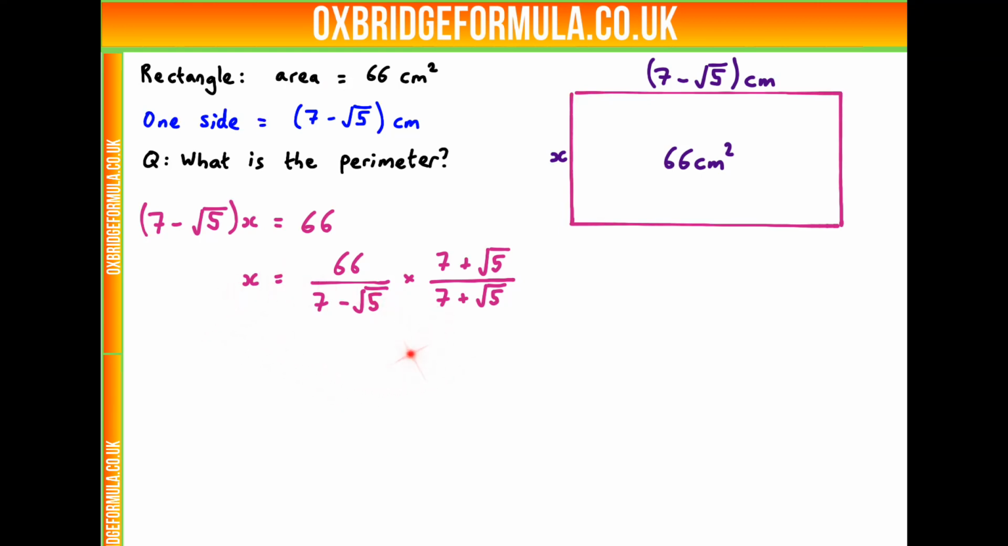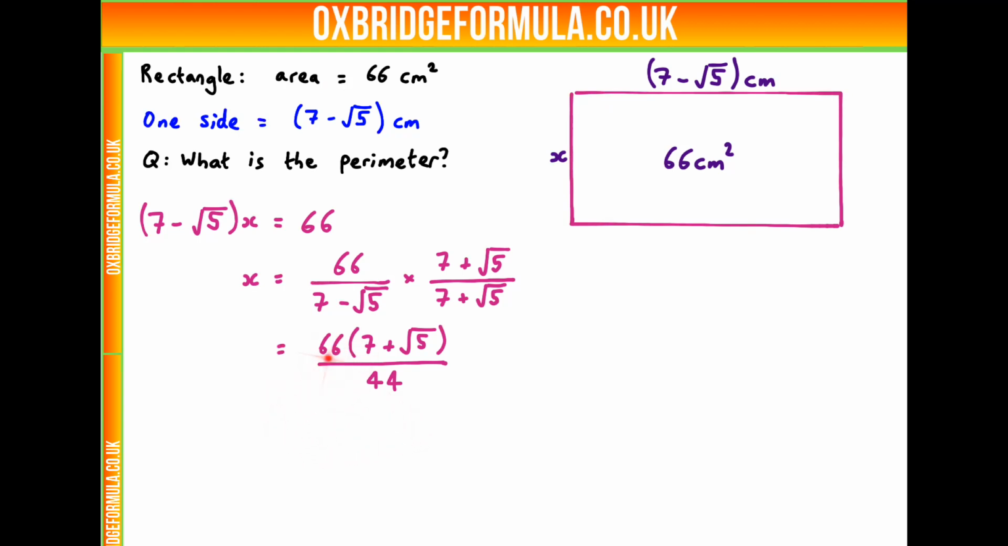So on the top of this fraction, we have 66 times 7 plus root 5. Then what about the bottom? So we have 2 7s is 49. Minus 7 times root 5 plus 7 times root 5 cancels out. That's the reason that this is useful. And then finally we have minus root 5 times plus root 5, which is minus 5. So we have 49 minus 5, which is 44 on the bottom.